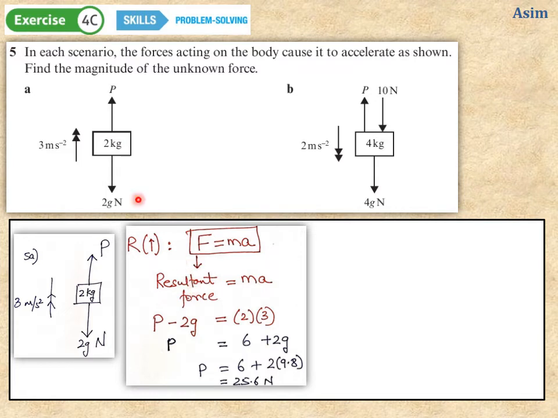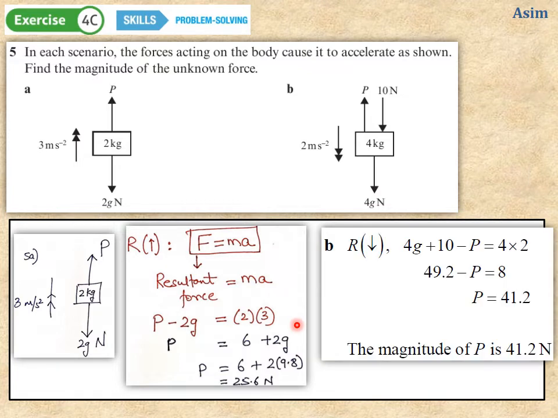Now because the object is moving upwards, P becomes positive, 2g becomes negative. So the resultant force is P minus 2g, and ma: mass is given to us as 2 kg here, and acceleration is written here for us as 3. So we substitute, that's it. When you solve the simple mathematics, you get the force P is 25.6 Newton. That's it.